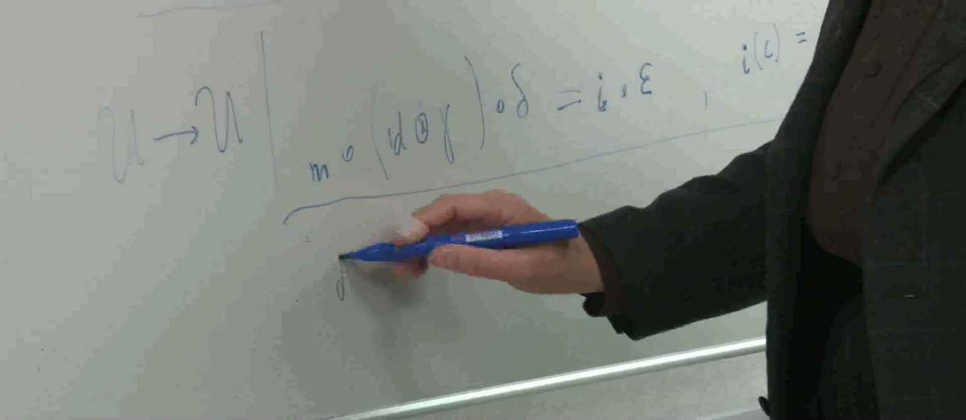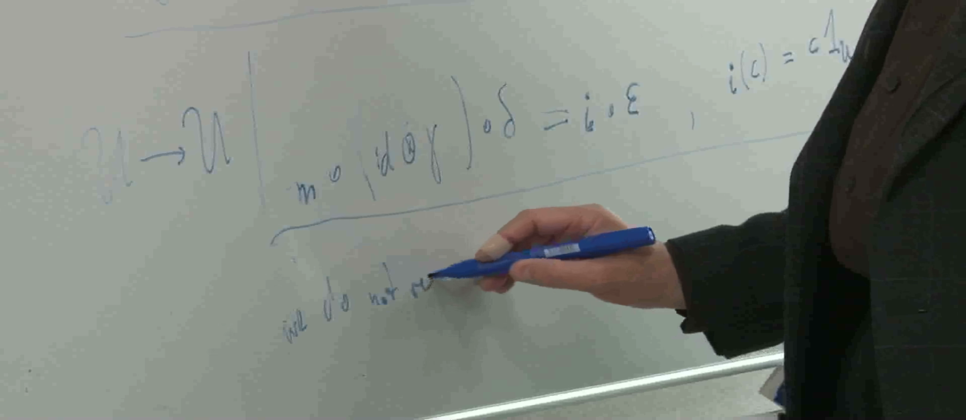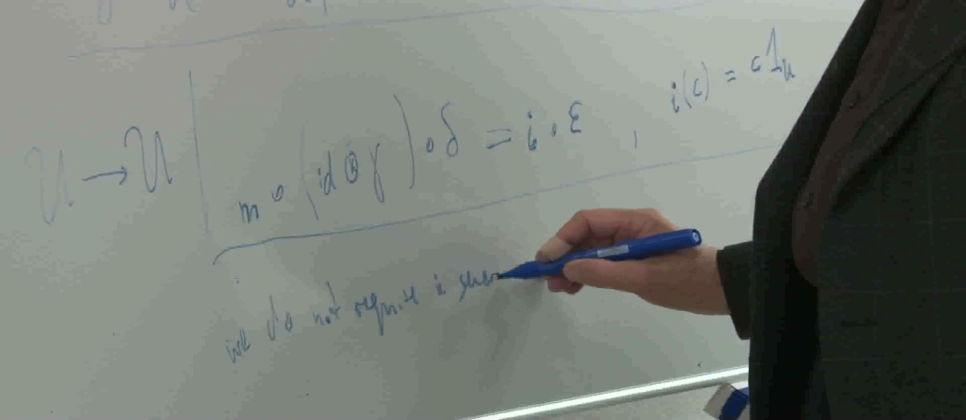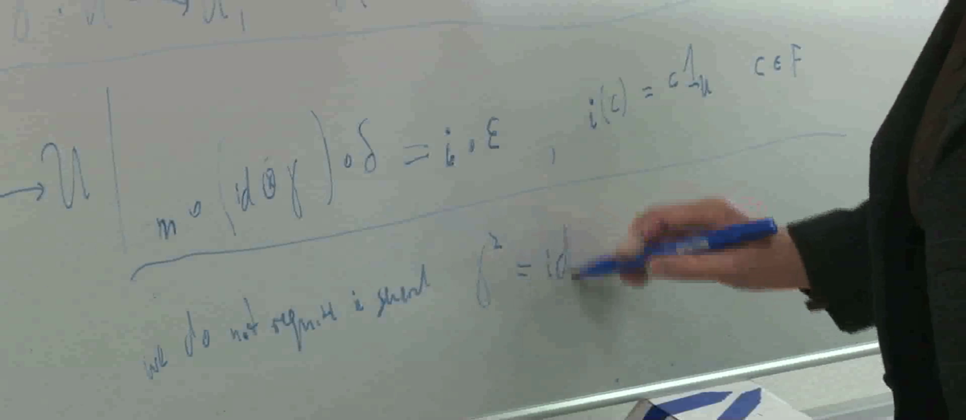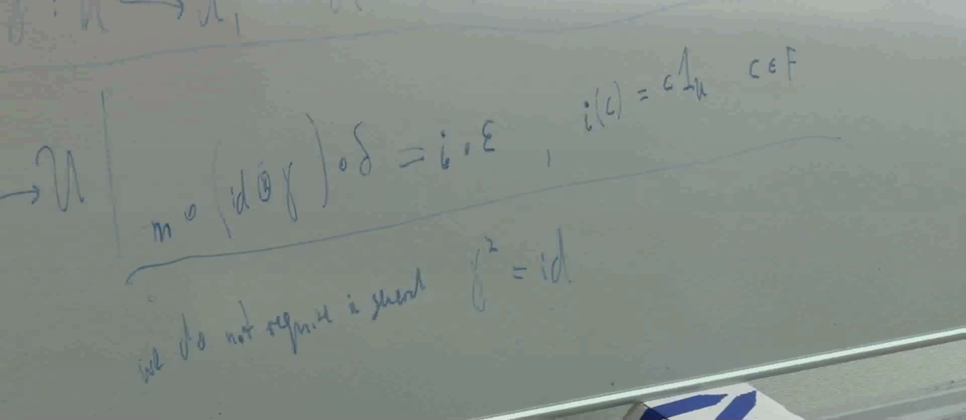In many respects, the antipode will play the role of inverse. However, we do not require it. It may happen, but in general we do not require that gamma squared is equal to the identity. This may happen, but we do not require it.